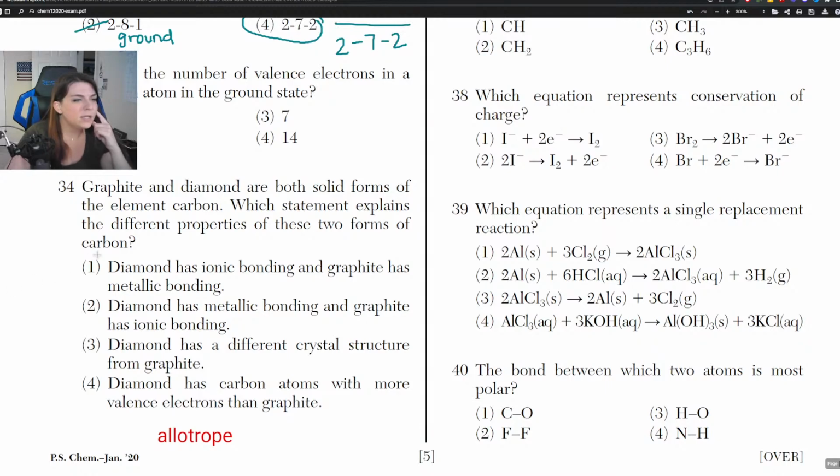So diamond does not have ionic bonding. If it's ionic bonding, then it would have to have a metal in there, or a positive ion. Diamond does not have metallic bonding. It is not a metal. Diamond has a different crystal structure than graphite. That is the correct answer. And then diamond has carbon with more valence electrons. Then it would have to be ions. I would assume that's the most common wrong answer, because chemistry is all about electrons, and when in doubt, you choose electrons.